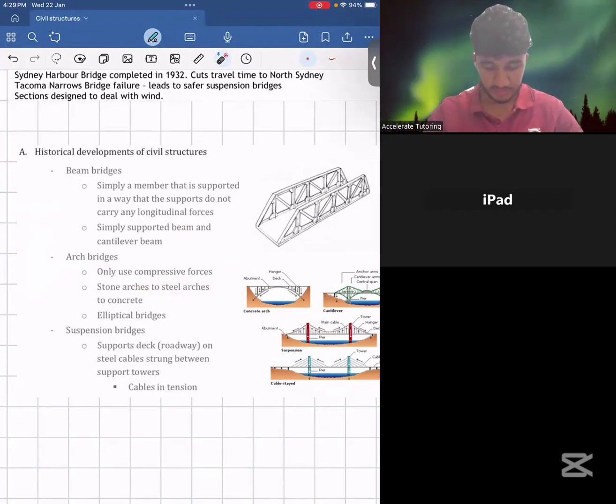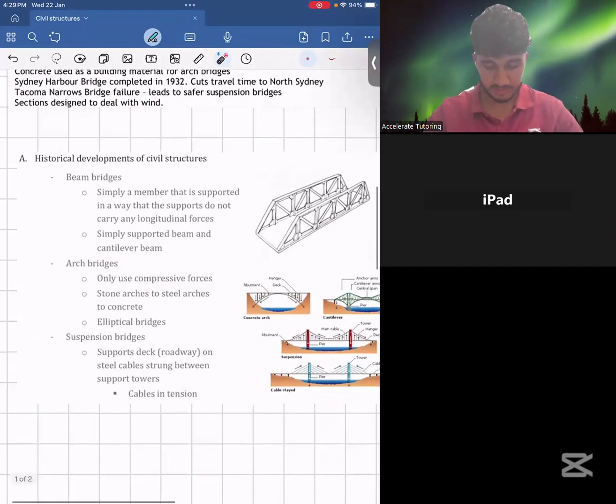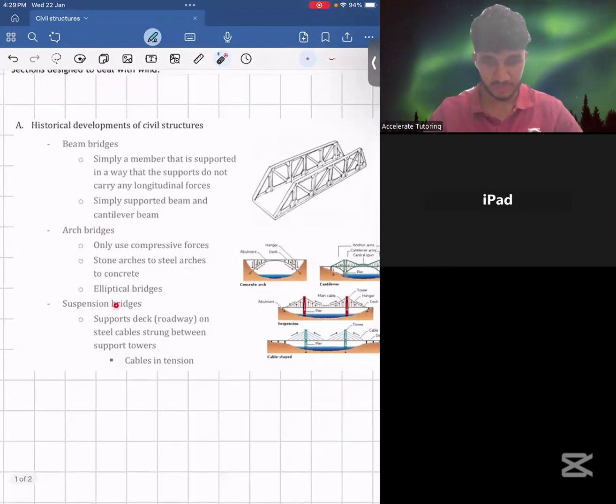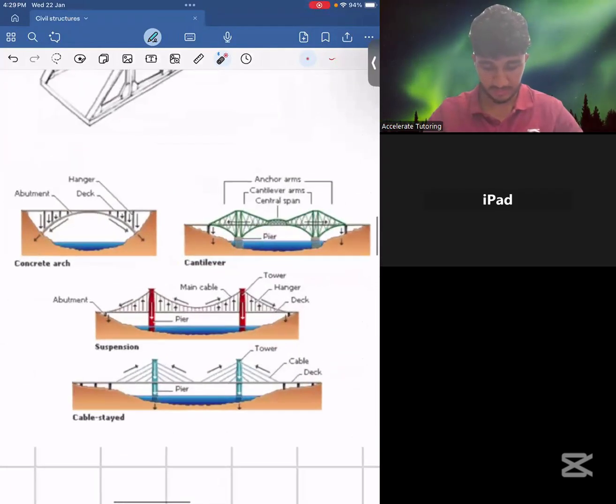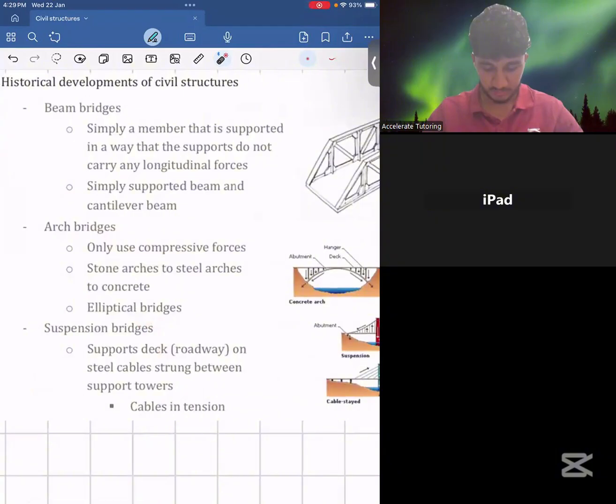Stone arches to steel arches to concrete. That's the development of the materials used for arch bridges across time. Stone arches were obviously used by the Romans back in the 5th century, and then it transferred to steel bridges, and then finally concrete bridges. And then elliptical bridges are another type. Then these are some examples of arch bridges over here. So this is the concrete one, and this is the cantilevered one. And then finally, we have suspension bridges, supports deck. So the roadway on the steel cables strung between support towers, cables in tension.